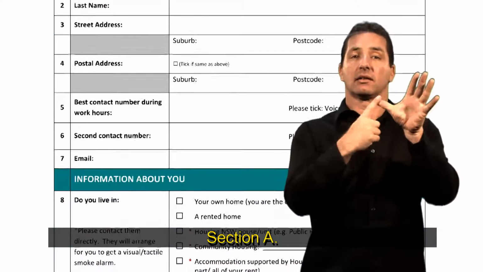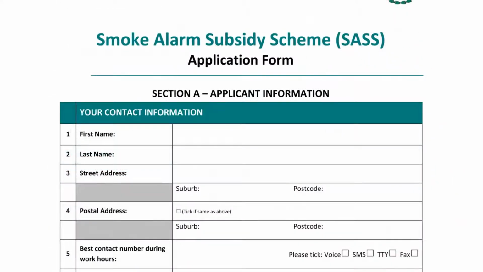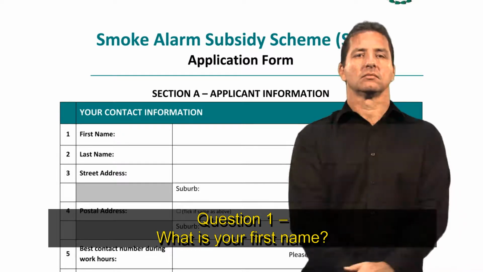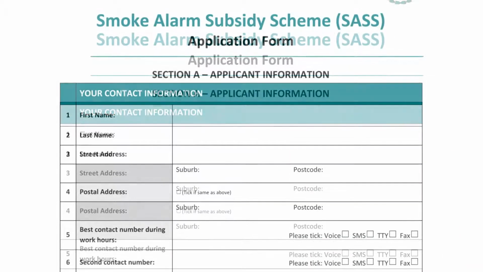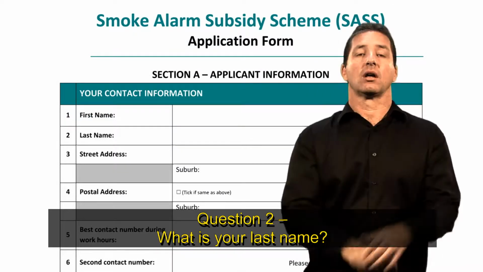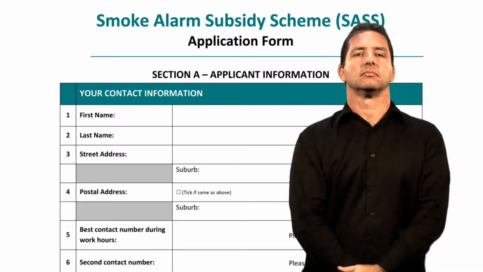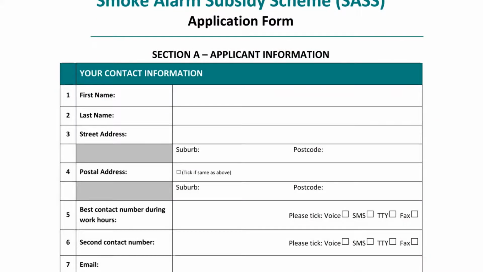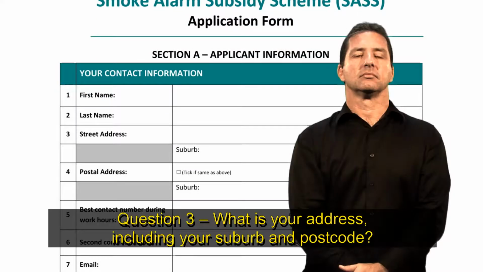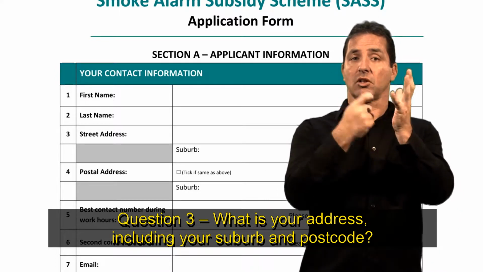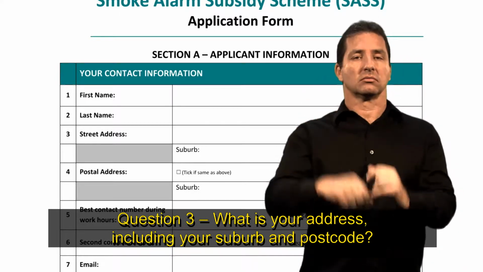Section A. Question 1. What is your first name? Question 2. What is your last name? Question 3. What is your address, including your suburb and postcode?